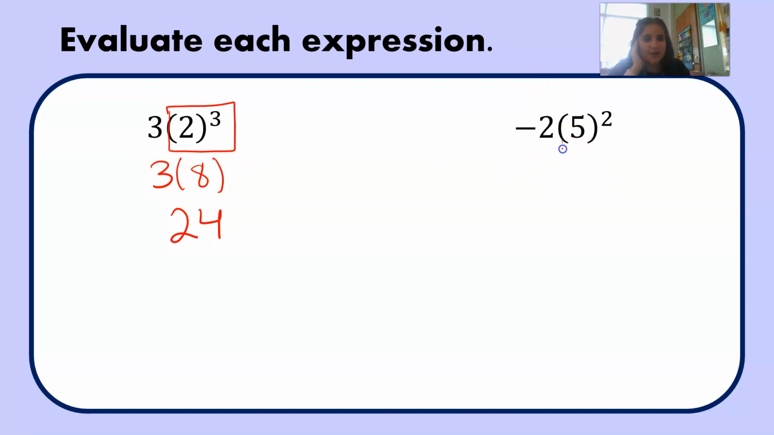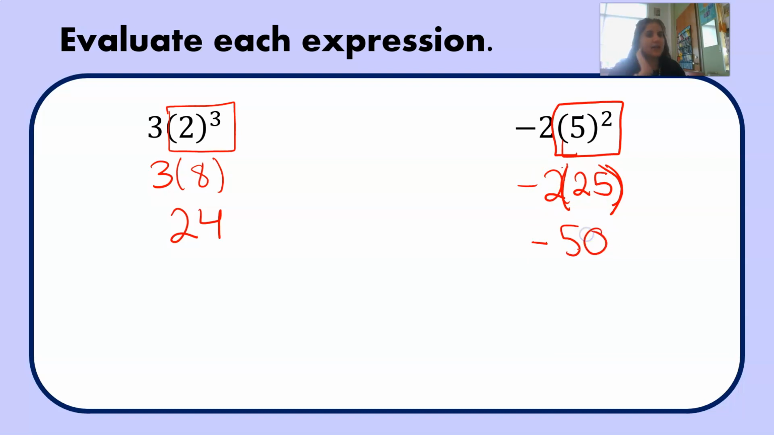All right, in the next one, we're going to do our exponent first. So 5 squared is 25. And I haven't done anything with negative 2 yet. So now I have negative 2 times 25. Remember, this means multiplication with these parentheses around it. So negative times a positive is negative, and 2 times 25 is 50, so negative 50. So to say this expression out loud, it would be negative 2 times 5 squared.